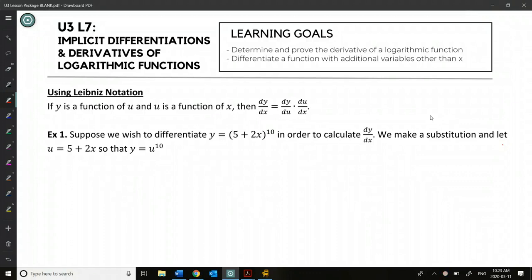So the first thing that we need to know is using a particular notation in order to apply that within some of our other stuff that we're going to be doing. We also need this implicit differentiation when we prove the derivatives of the logarithmic functions, which is why we need to know how to do it.